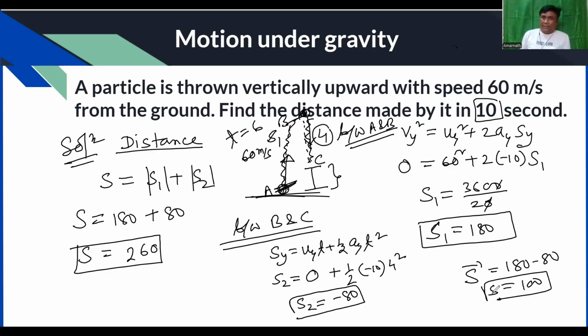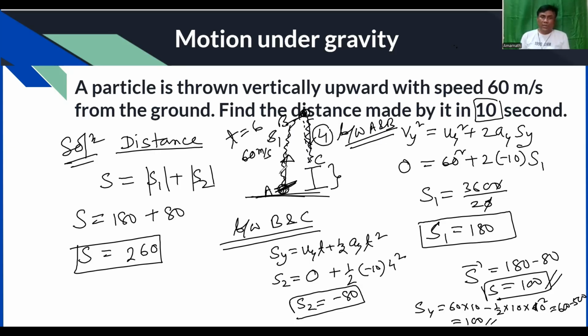Even you can check this directly using that formula also. Displacement you are going to get 100 only. If you apply Sy equal to Uy t, 60 into 10, minus half into 10 into 10 square, you are going to get only 100. Yeah, 600 minus 500 is 100 only. But I am asked to calculate the distance only.